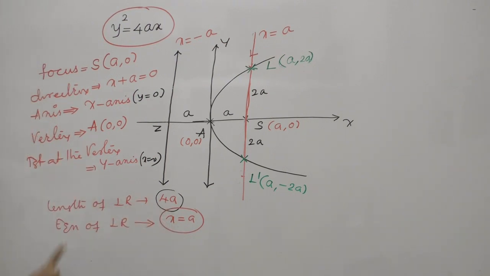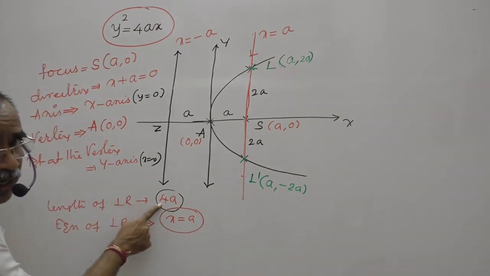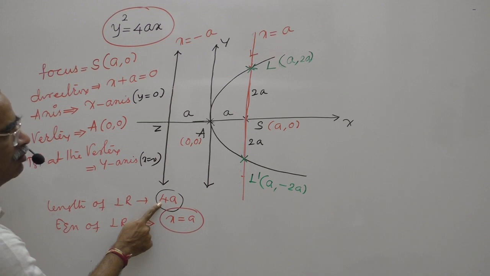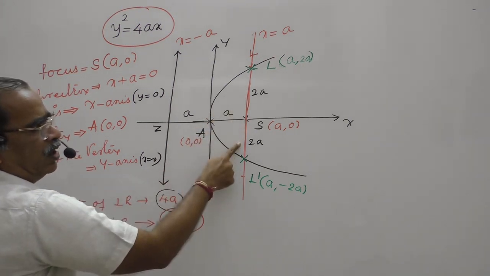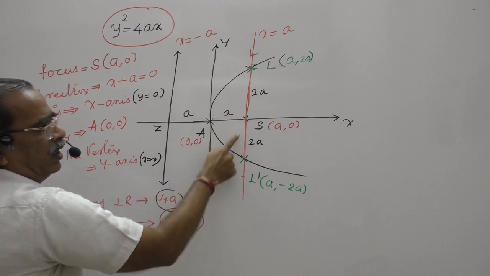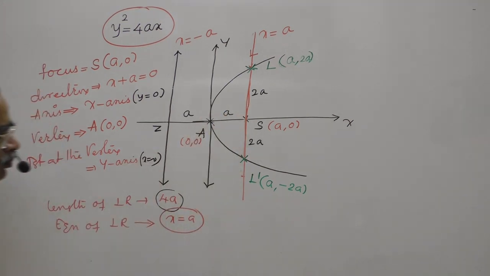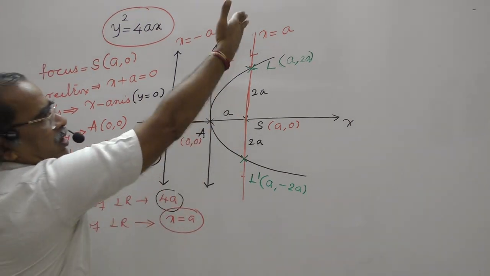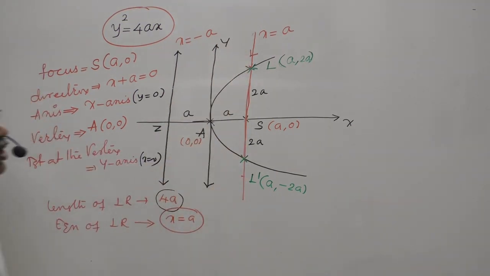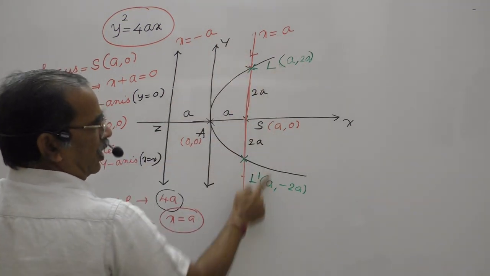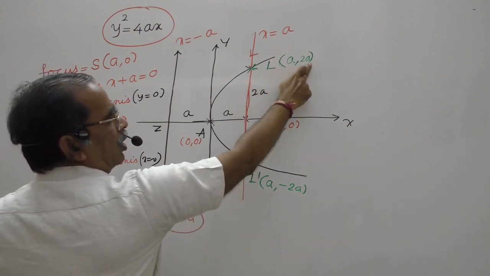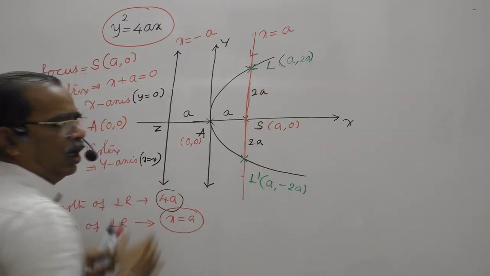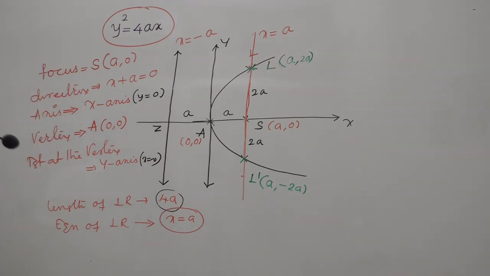About the latus rectum, we have seen the length of the latus rectum. What is the length of the latus rectum? 4a. This is 2a, this is 2a. They are individually called semi-latus rectum. The equation of the latus rectum is x equal to a, and the extremities of the latus rectum are (a, 2a) and (a, minus 2a).